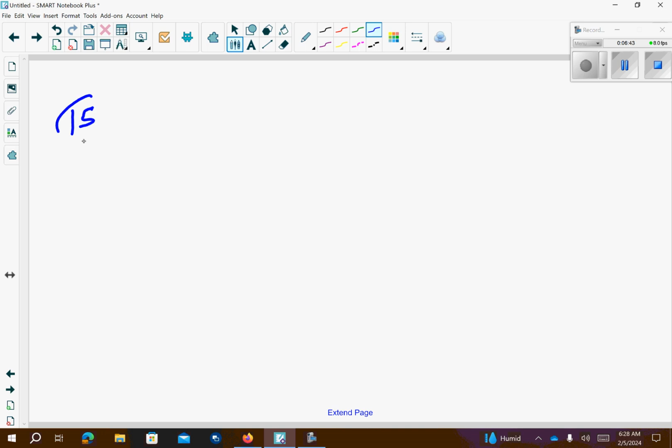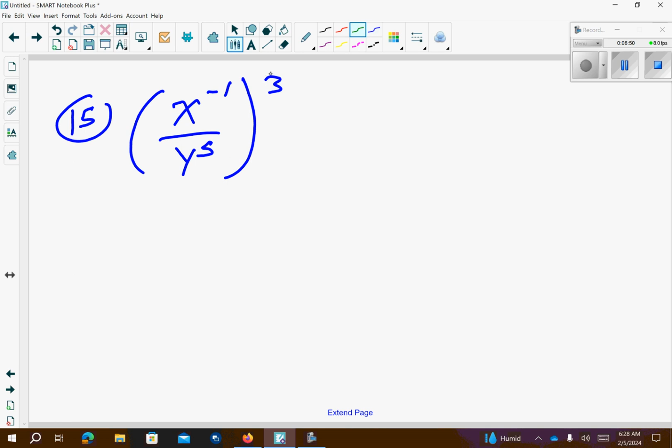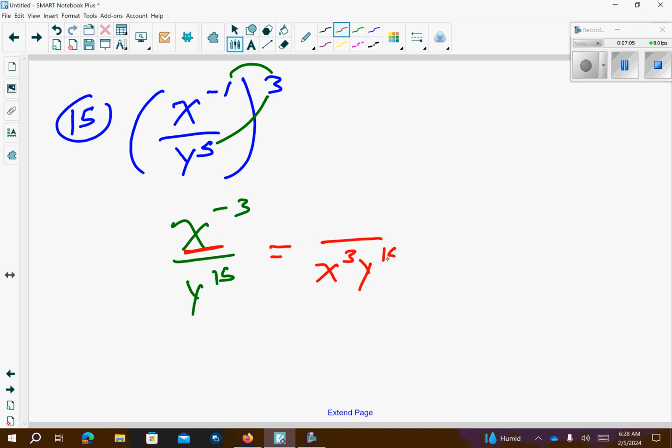Number 15, we get x to the negative 1, y to the 5th. Everything's raised to the third. We do have a negative exponent. Let's take care of it at the end. So that's negative 1 times 3 is negative 3. And then y to the 15th. Okay, so this wants to move down. The y to the 15th is fine. So on bottom, I'm going to get x to the third and y to the 15th. And the x to the third is now positive. But everything's gone from upstairs, so we want to put a 1 in there to be a placeholder. So don't forget to put the 1 up there.